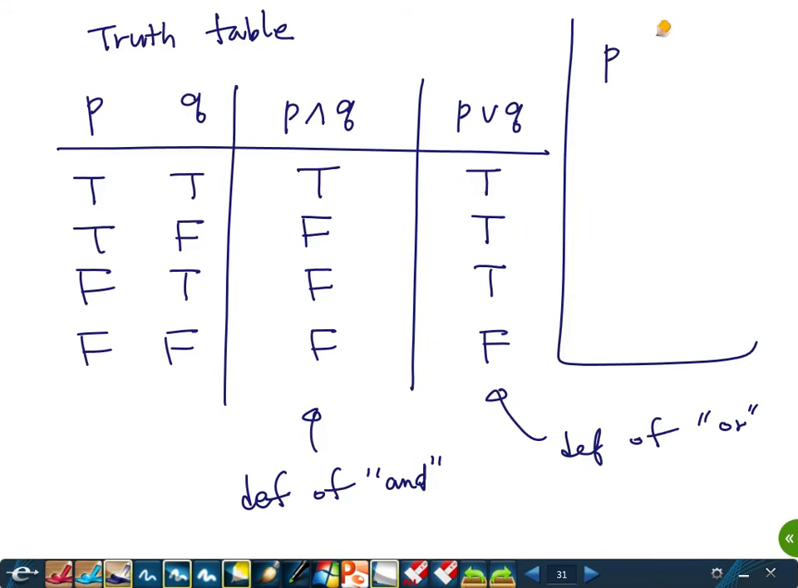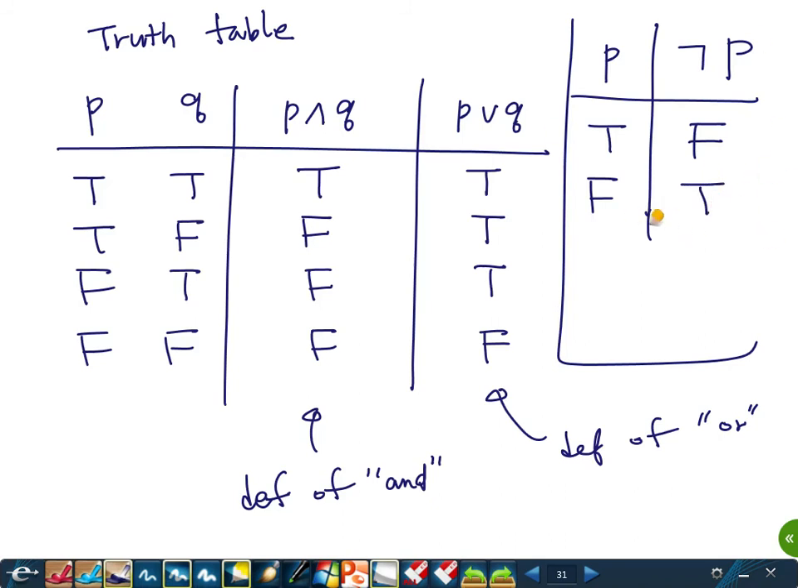Now P and the negation of P. True or false? It's quite easy. If P is true, not P means false. If P is false, not P means true. Okay, so to negate, just change the truth value. This kind of thing, true or false, is called the truth value, and truth values are reversed for negation.